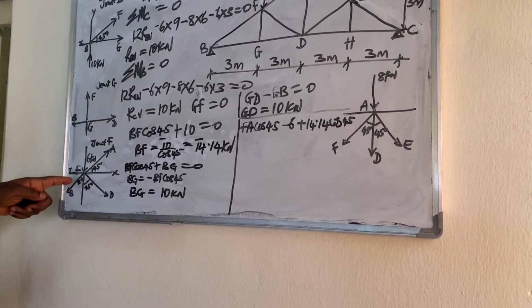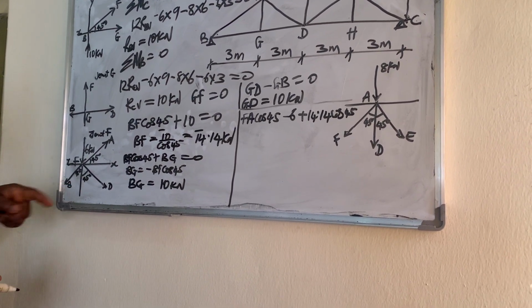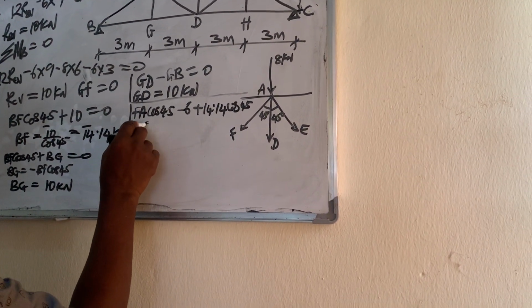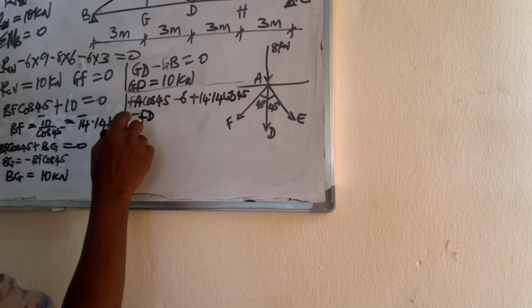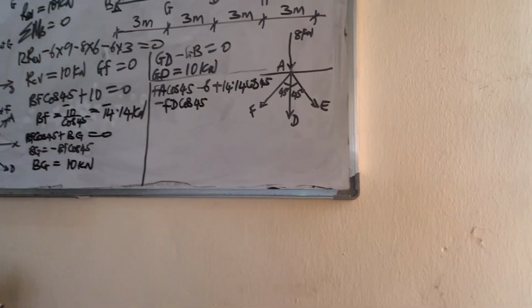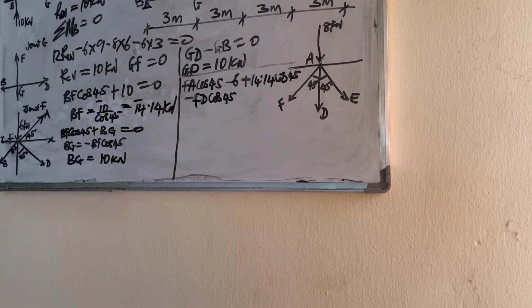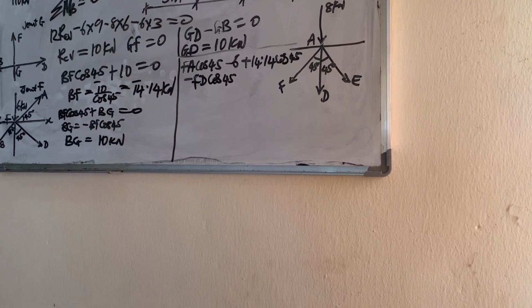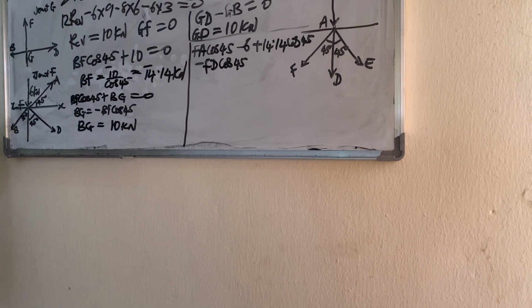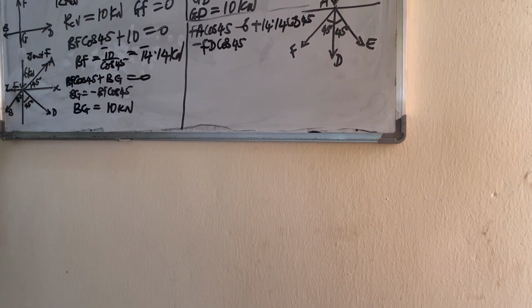Then minus FD, which I have not found, so minus FD cos 45. The other one is not there.